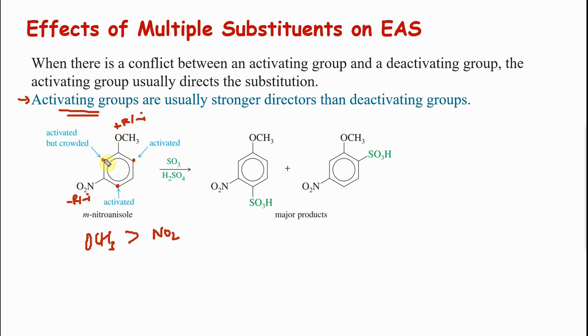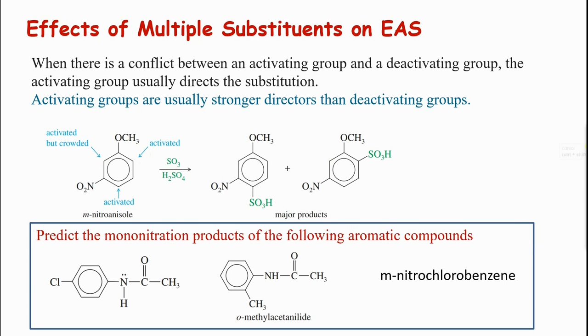Now you can ask me why you don't put it in this ortho. We will see that. That's because இந்த இடத்துல ஒரு SO3H இருக்கு, இந்த இடத்துல போடுறதுக்கு இடம் இல்லை, activated but crowded, because this is hitting, this is hitting. So I don't have a choice, I have to go in these two places. Okay, let's look into a couple of examples.